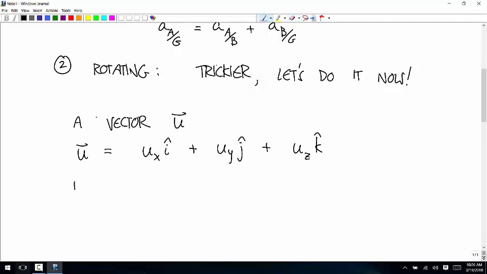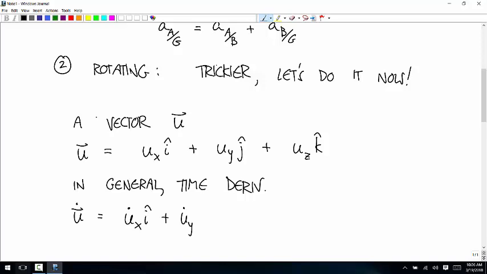And in general, a time derivative goes like this. u dot is equal to ux dot times i plus uy dot times j plus uz dot times k. But you have to use the product rule. And so you also get these terms that are ux times the time derivative of that unit vector in the x direction, plus uy times j dot, plus uz times k dot.